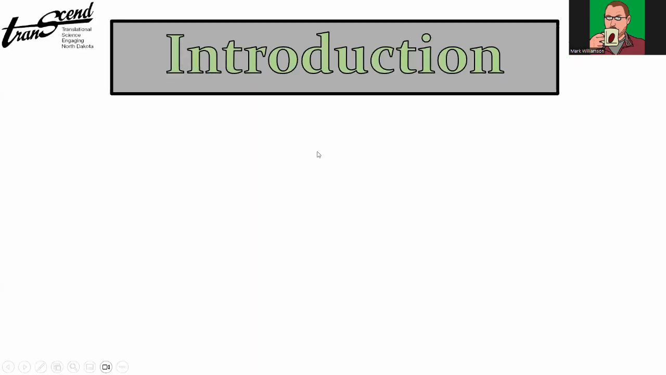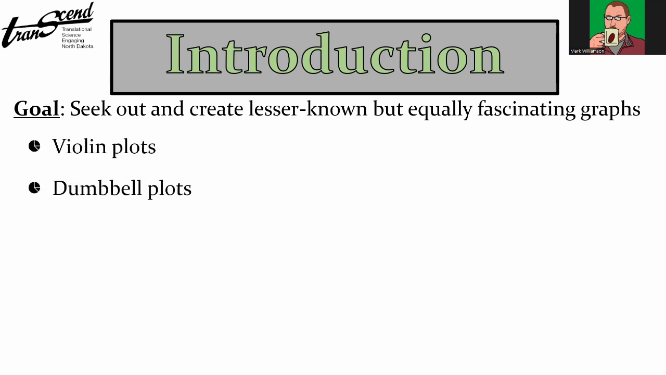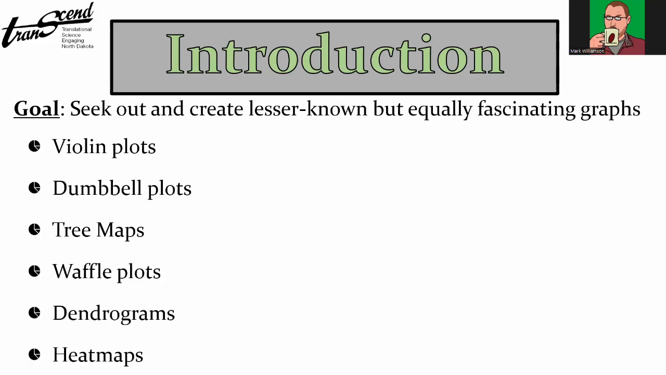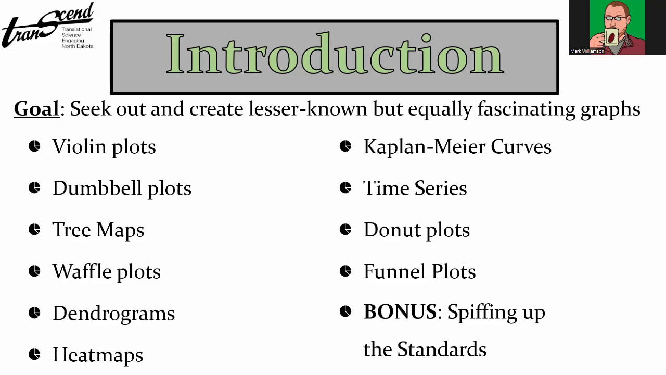Let's get into what we're going to do today. Our goal: to seek out and create lesser known but equally fascinating graphs. So we'll be covering 10 graphs today. We'll start with Violin plots, then Dumbbell plots, tree maps, Waffle plots, Dendrograms, heat maps, Kaplan-Meier curves, time series, donut plots, and funnel plots. Finishing out with a bonus of spiffing up the standards by combining or modifying more classical style graphs.